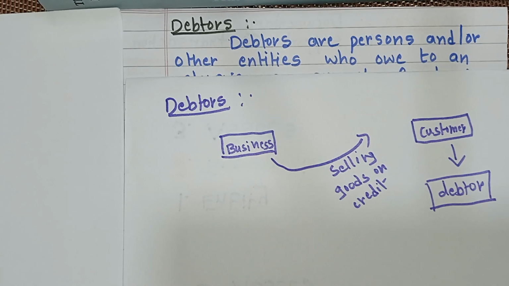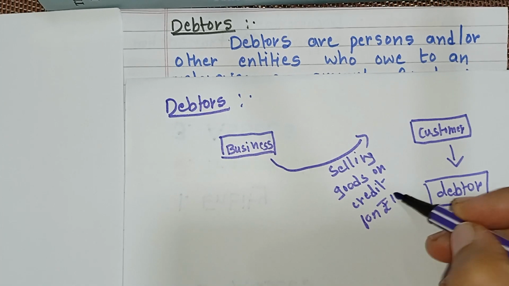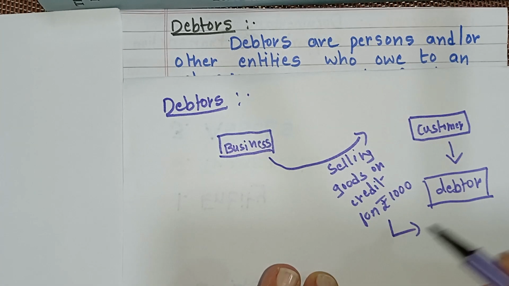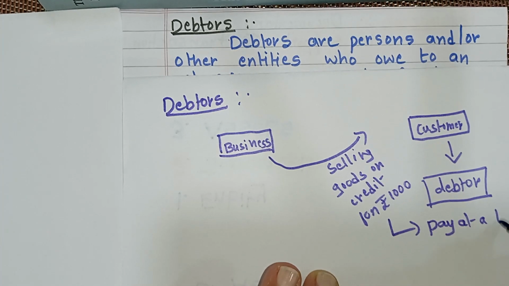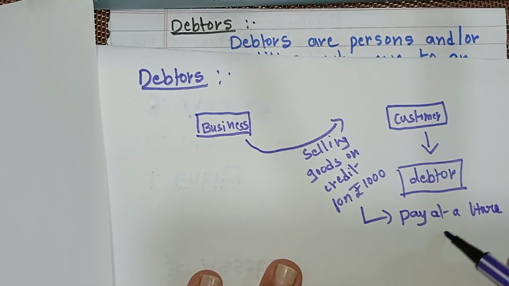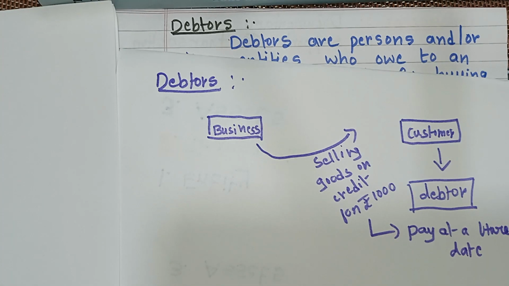If they owe you rupees 1000, meaning you sold items to the customer for rupees 1000, they are required to pay that amount by a future date. This is the meaning of debtor.